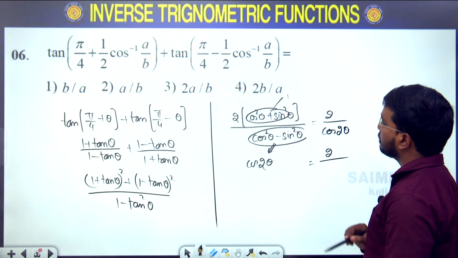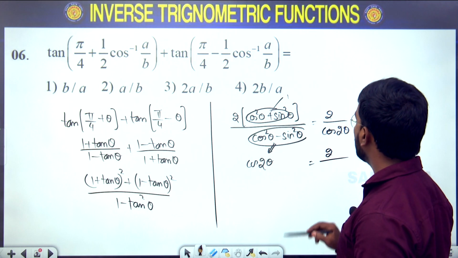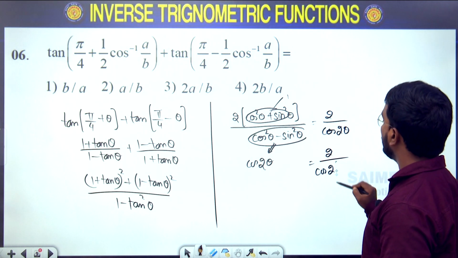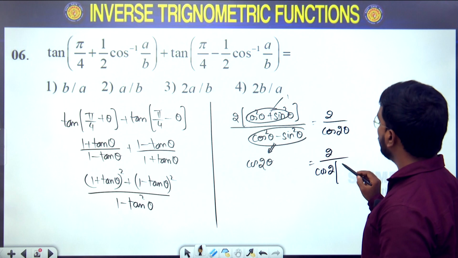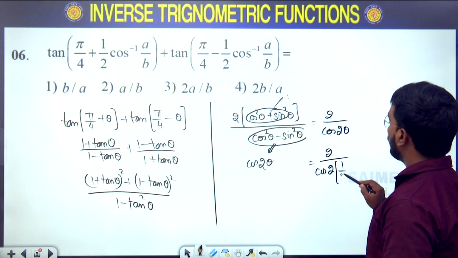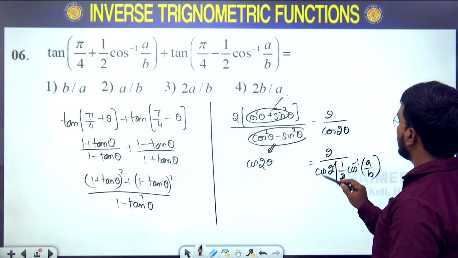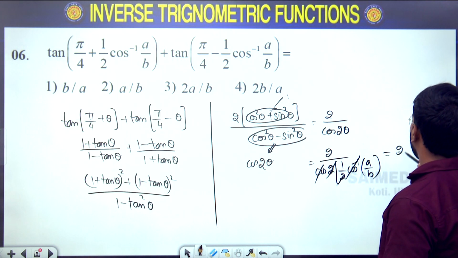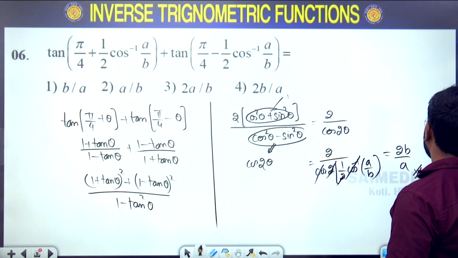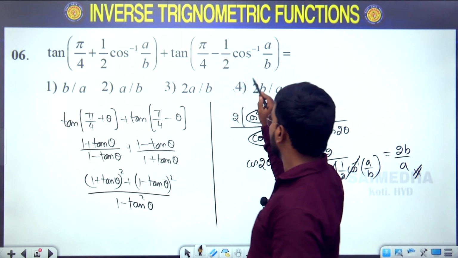2 divided by cos 2 theta. Okay, what do we have for cos 2 theta? Cos 2 times theta is 1 by 2, cos inverse of a by b. Okay, this 2 gets cancelled, cos inverse gets cancelled. What is the answer going to become? 2b by a. 2b by a is your answer.